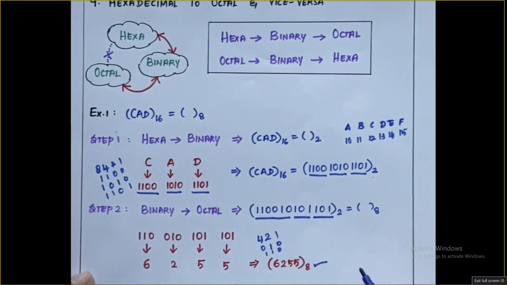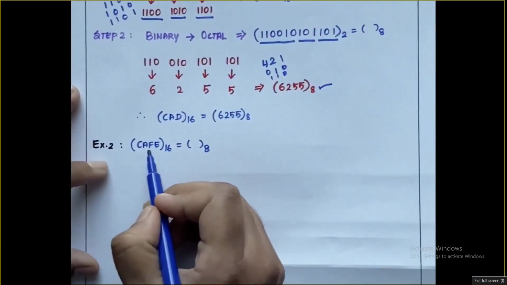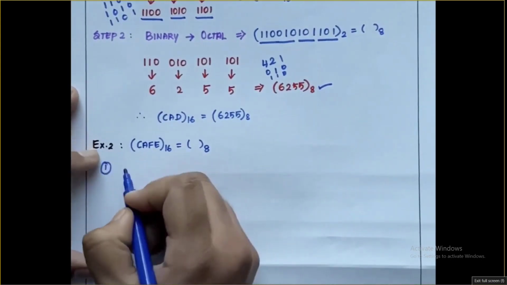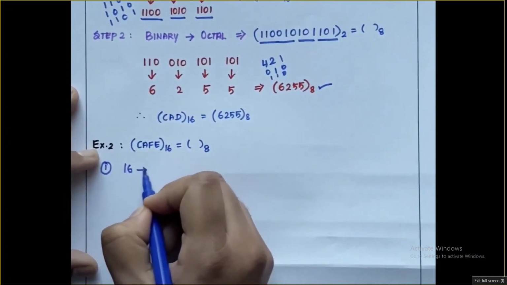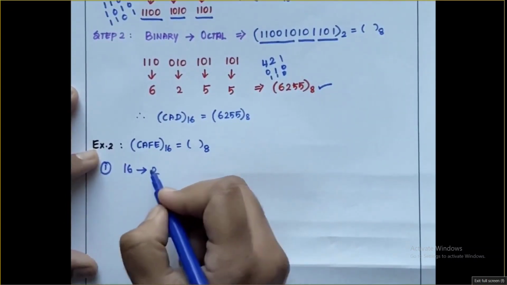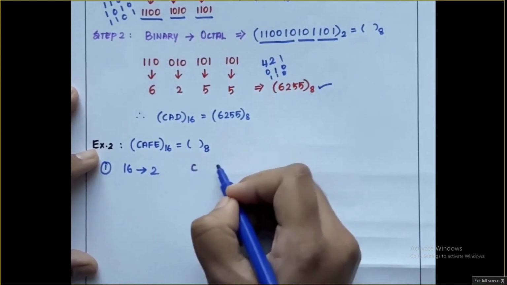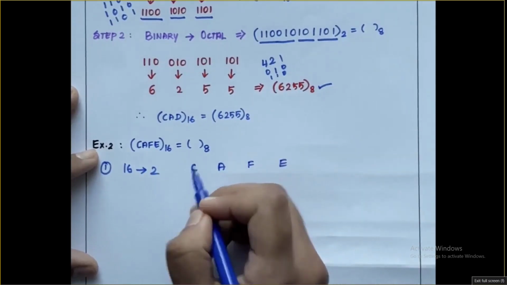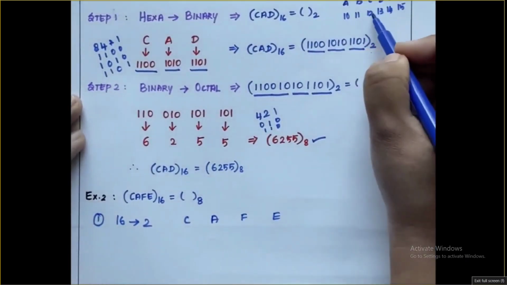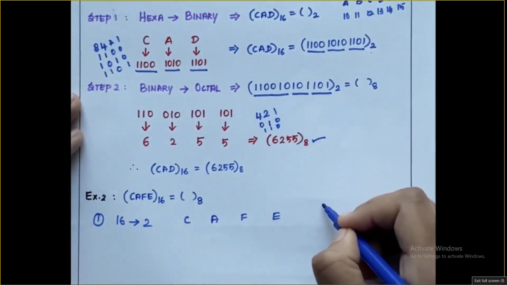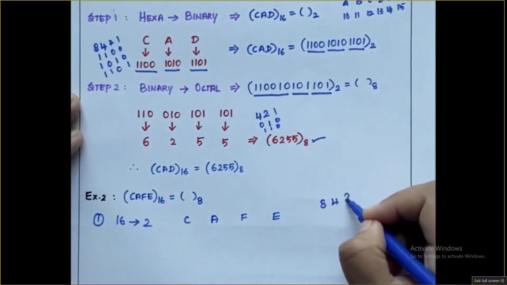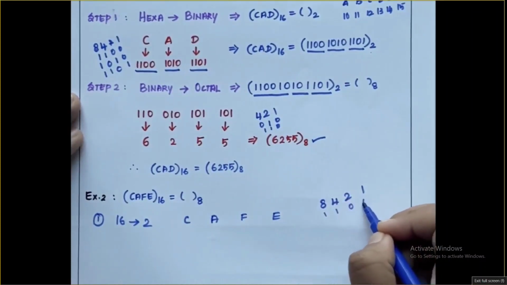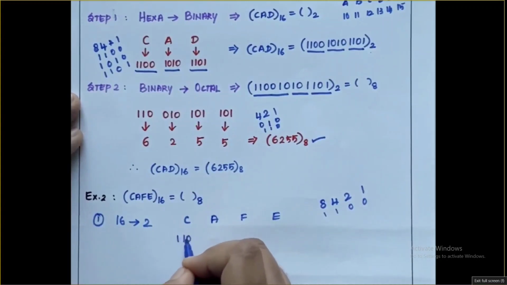This is the procedure to follow for this conversion. Now let us solve one more example, which is CAFE to the base 16. First step is to convert the given hexadecimal to binary, which is to the base 2. So let us split out the hexadecimal value, which is CAFE. So the value of CAFE should be known, which is C is 12. So using this 8421 technique, let us represent the value of C in hexadecimal. C is 12, so 8 plus 4 is 12, so 1100 will be the equivalent value.